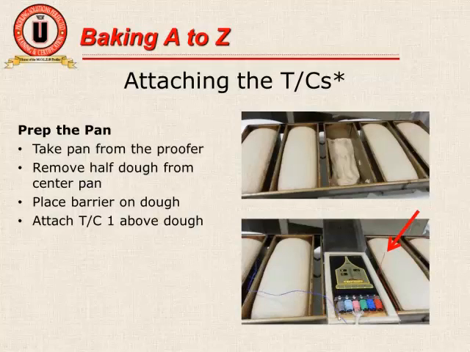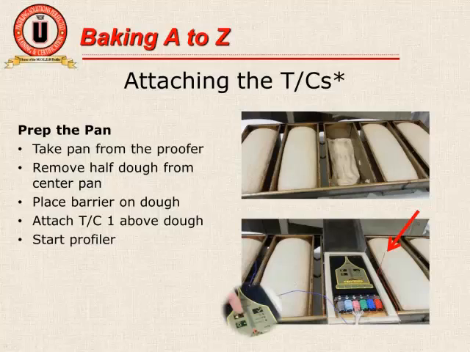You may choose to use the second channel for ambient. That's okay as well. In this case, the blue is the second channel. For the most part, 1 channel in the air is sufficient. Save your other 5 channels for looking at as many places on the loaf as you possibly can, or loaves. You want to start the profiler at this time and go ahead and close it up.